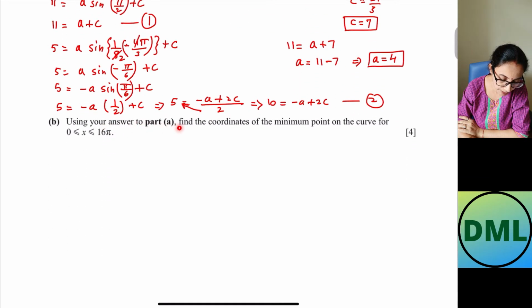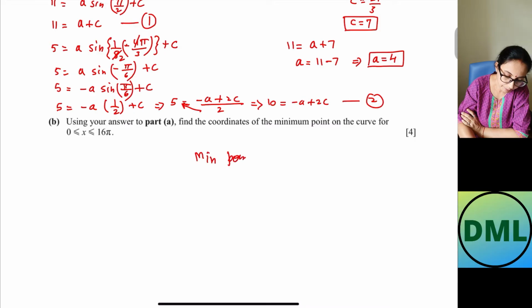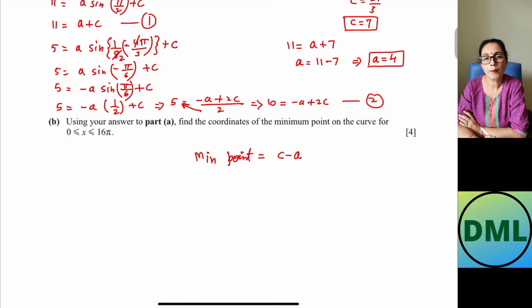Using the answer to part A, find the coordinates of the minimum point on the curve for x greater than or equal to 0, less than or equal to 16 pi. We need to find the coordinates of the minimum point. That means he's asking for the x coordinate as well as the y coordinate. To get the minimum point, we know that the minimum value will be given as C minus A.